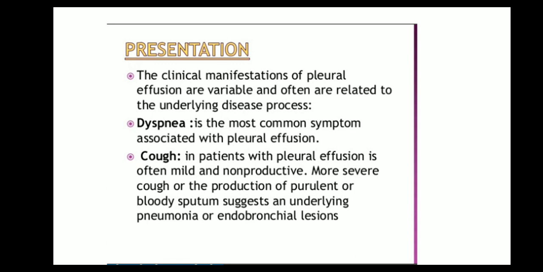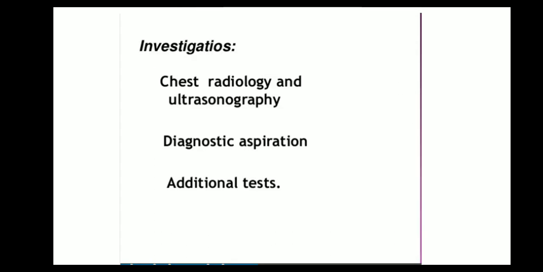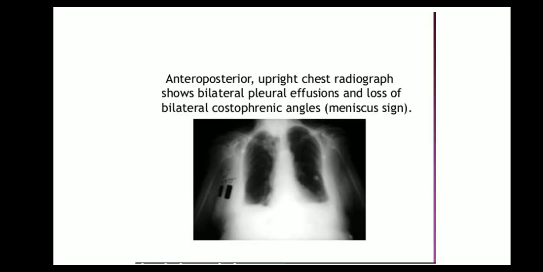The clinical manifestations of pleural effusion include dyspnea, cough, chest pain. Additional symptoms like night sweats, fever, hemoptysis, weight loss suggest tuberculosis. Increased lower extremity edema, orthopnea, and paroxysmal nocturnal dyspnea may suggest congestive heart failure. Investigations for pleural effusion include chest radiograph, ultrasonography, diagnostic aspiration, and additional tests. This is a picture of pleural effusion, where it shows bilateral pleural effusion, with blunting of bilateral costophrenic angles. So this is the X-ray picture.